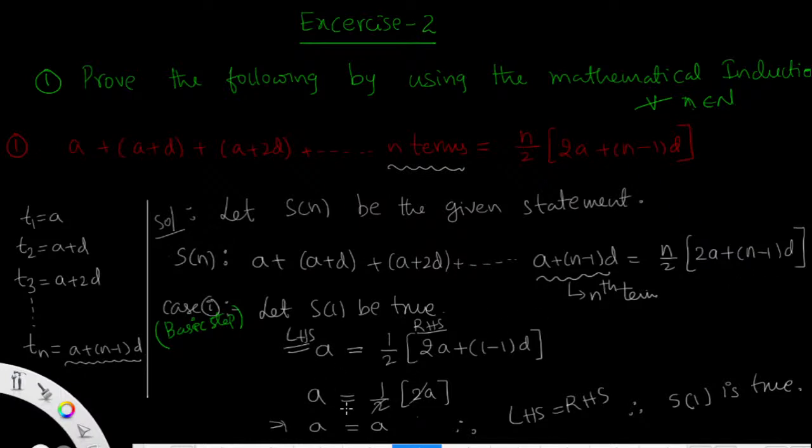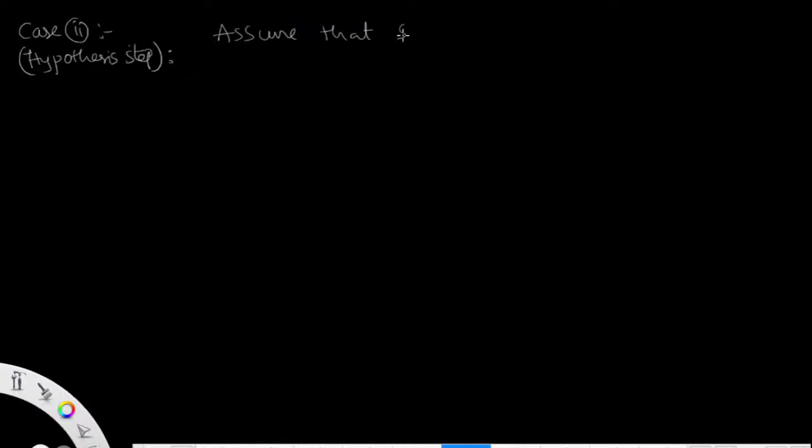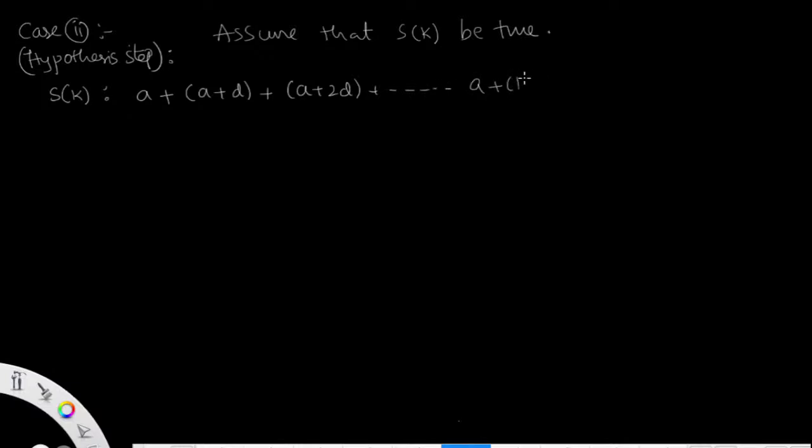In the same way, let the number be k. So assume that for some number, let it be k, it will be true. We have to check if the given statement can be changed into S of k. So the question goes to a plus d plus a plus 2d plus so on up to, written in the place of k, that is a plus k minus 1 into d, which is equal to k by 2 into 2a plus k minus 1 into d. This is the hypothesis step.